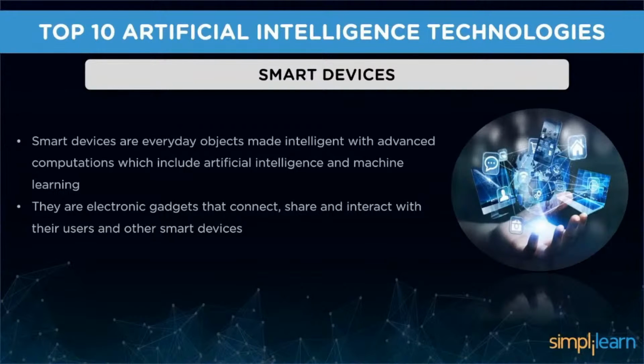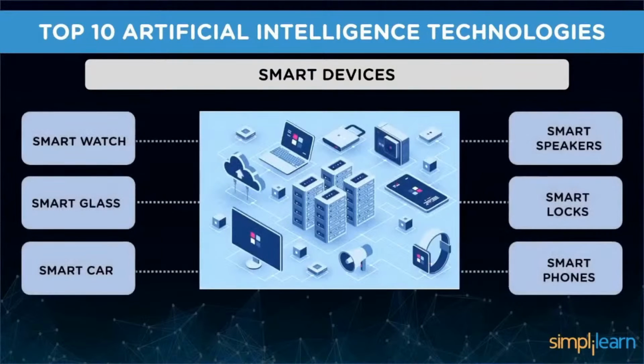Smart devices are everyday objects made intelligent with advanced computations, which include artificial intelligence and machine learning. They are electronic gadgets that are able to connect, share, and interact with its users and other smart devices. Some of the smart devices are smart watches, smart glasses, smartphones, smart speakers, etc.